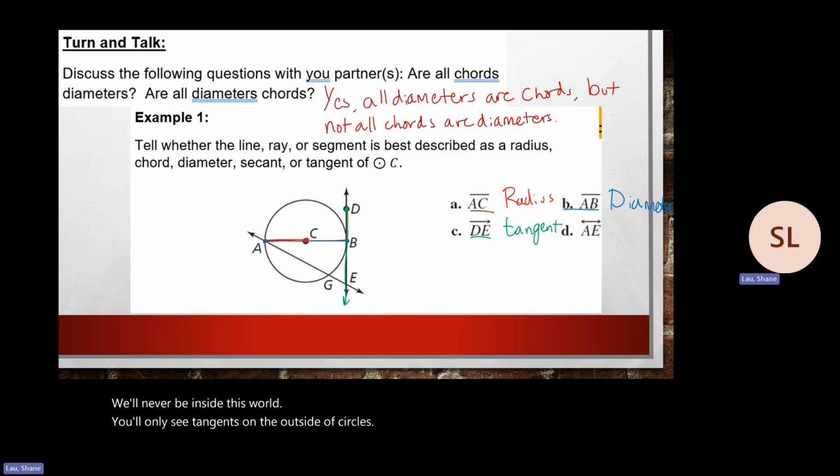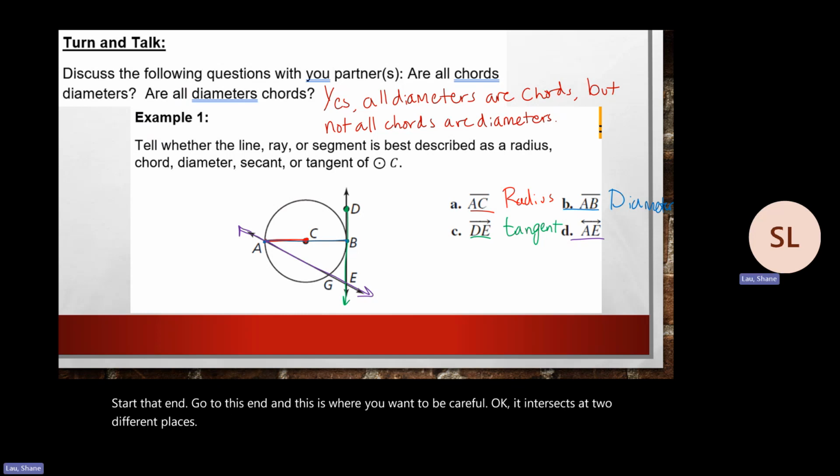Then last but not least, we have part D, which is the line AE. So we start on this endpoint. Let me write it out, but start at that end, go to this end. And this is where you want to be careful. It intersects at two different places.